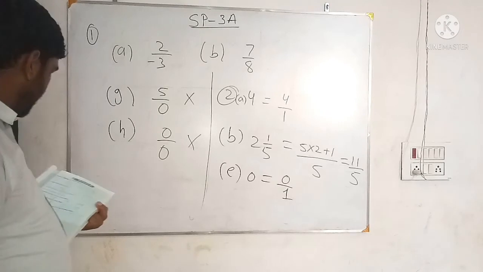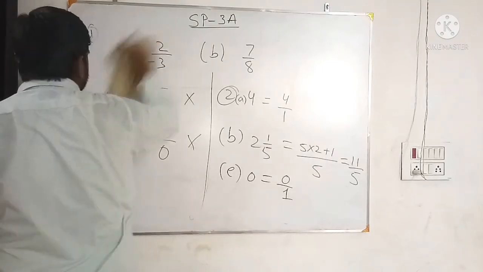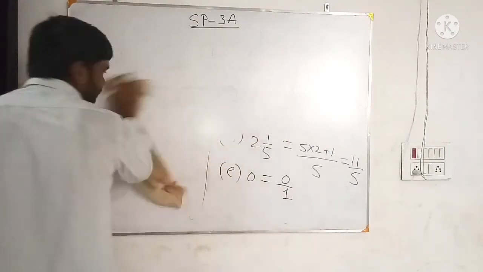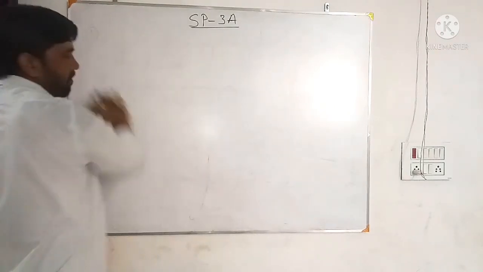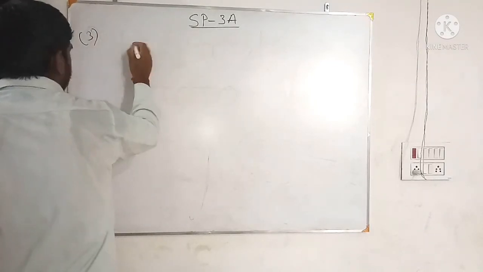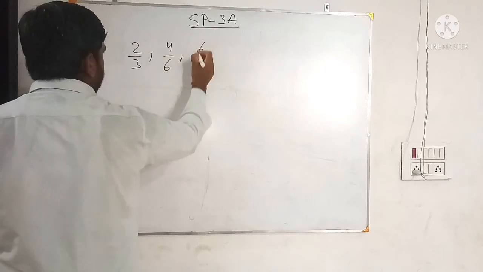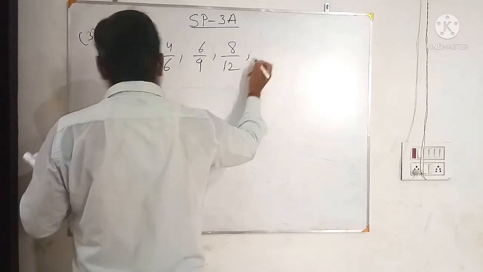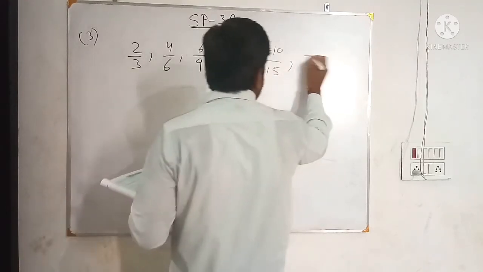Next, question number 3. It is asking whether the given rational numbers are equivalent. So we will write some rational numbers and check whether they are equivalent or not: 2 by 3, 4 by 6, 6 by 9, 8 by 12, minus 10 by minus 15, minus 42 by minus 63.